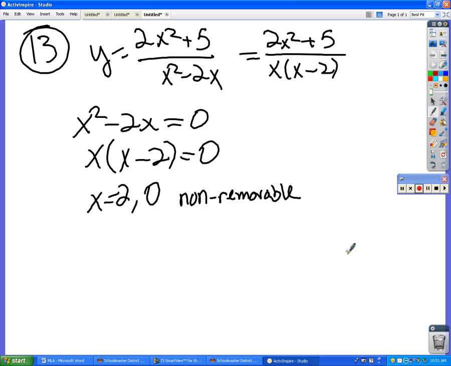So the first answer is yes, because there was a way to make the bottom equal to 0. The second answer is x equals 2 and 0. Third answer, they're both non-removable. As Michaela found out earlier today, you can have situations where one of them is removable and one of them is non-removable. How exciting is that?